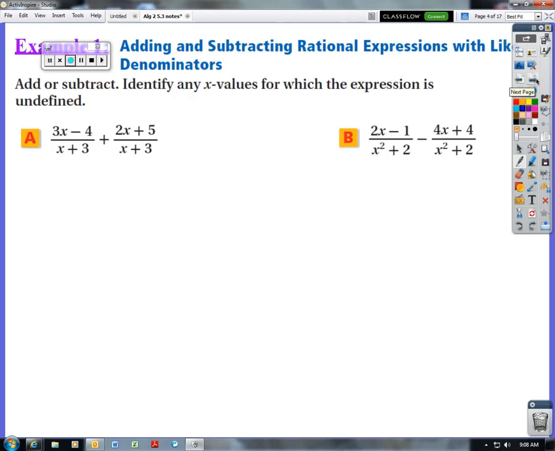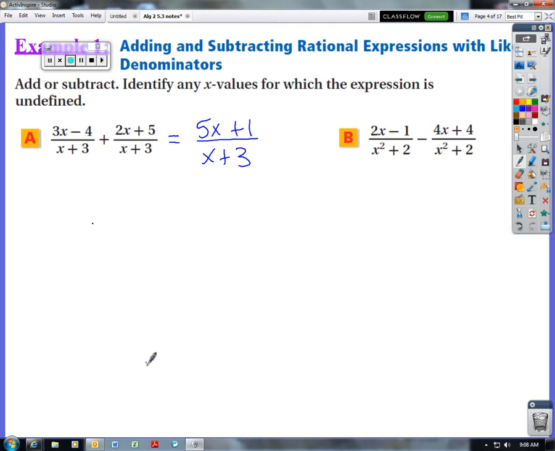We're going to be simplifying, or adding and subtracting, and we're starting with this first example, and this one's very nice because the denominators are the same. So just like when you're adding fractions, we have to have common denominators. Since these denominators are common, the denominator of the sum will be the same, x plus 3. And then we simply add the numerators. So 3x plus 2x is 5x. Negative 4 plus 5 is 1.